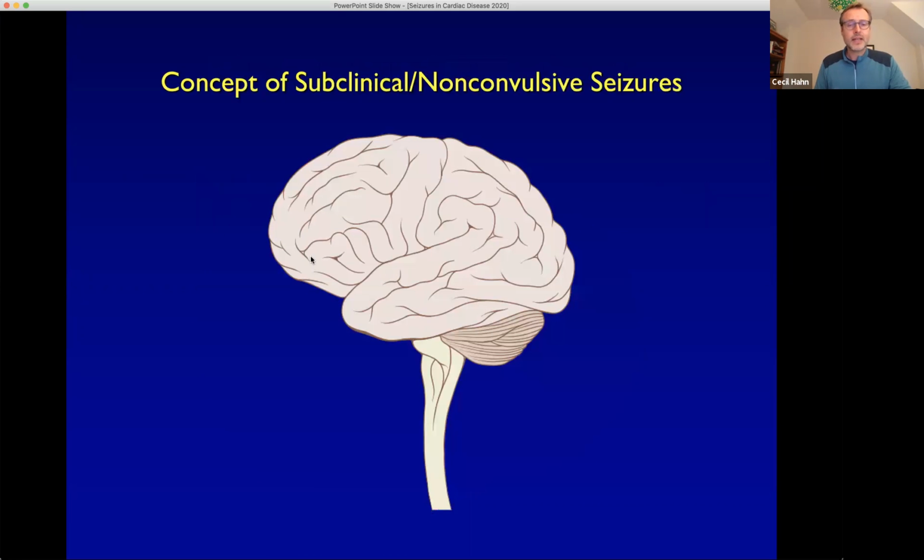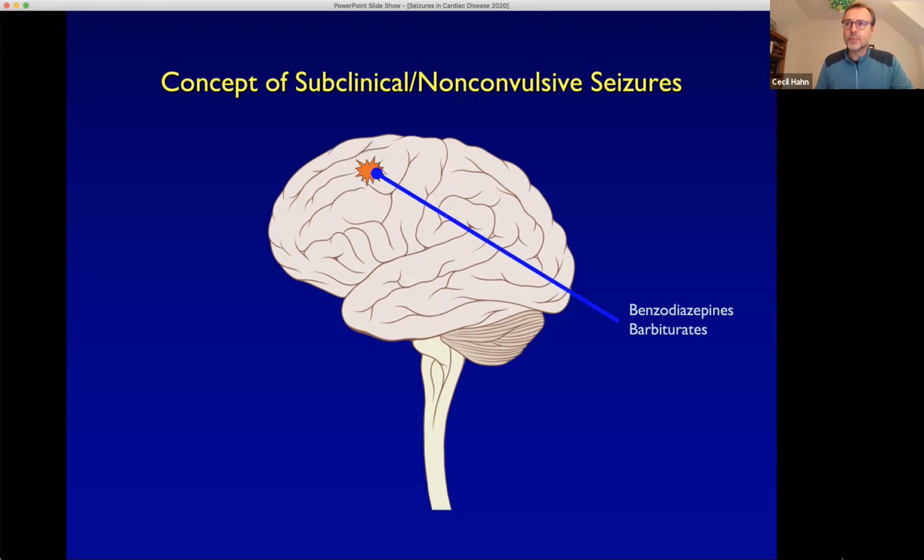So how does this happen? Seizures are generated in the cortex, and the abnormal, hyperactive brain activity gets propagated down through the corticospinal tract, brainstem, spinal cord, into your nerves and muscles. And that's the normal cause of convulsion.